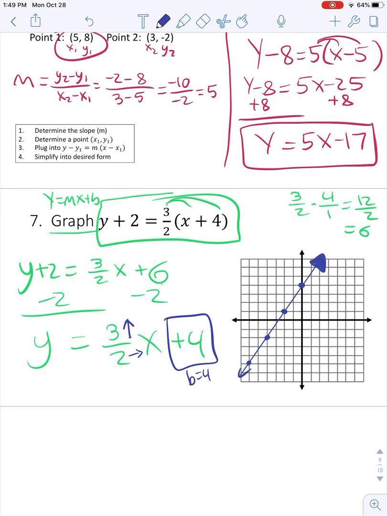So the summary on how you graph using point slope is pretty simple. Don't. Just get it into slope-intercept form and then graph it that way, because that's the easier way.